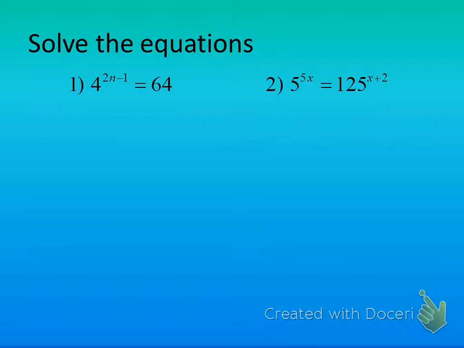Alright guys, you're going to work these two out and answer the questions. So I'm going to pause the video here. Your first one will be 4 to the 2n minus 1 equals 64. Your second one will be 5 to the 5x equals 125 to the x plus 2. So go ahead and work these out and put in the answers when you're finished.